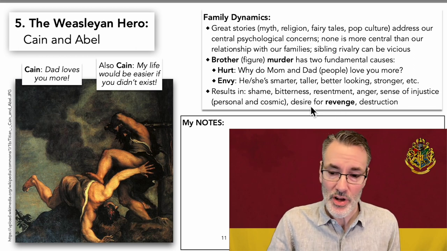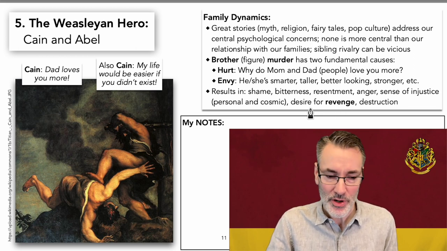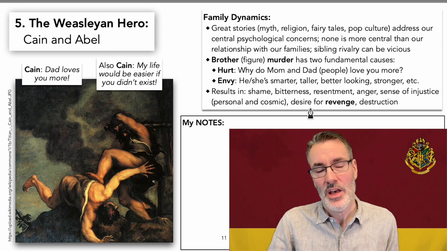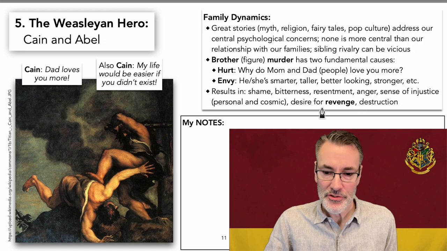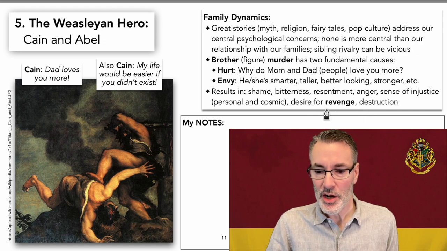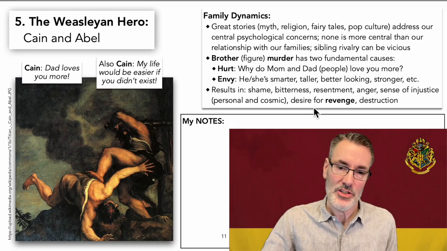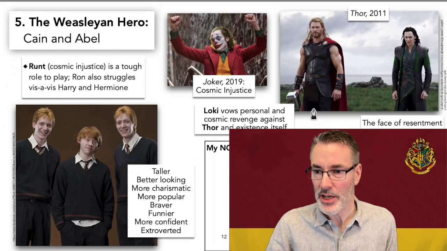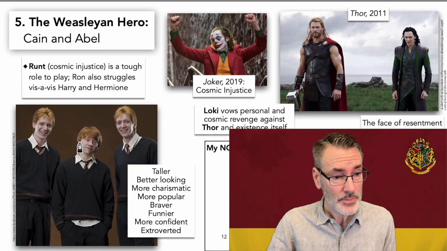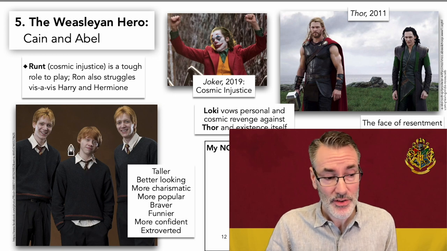In fact, you could argue probably that the majority of the world's misery coming from violence, people on people, nations on nations, comes from this desire for revenge at the cosmic injustice of things. Look around, look at history and look at personal relationships, look at the news. It's very sad. It's hard to be the runt.